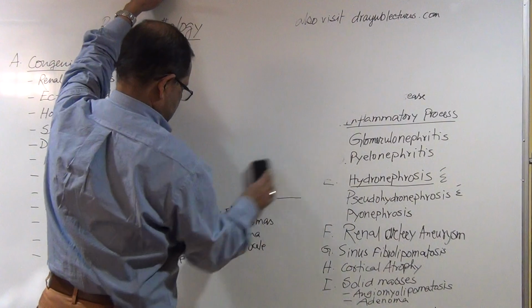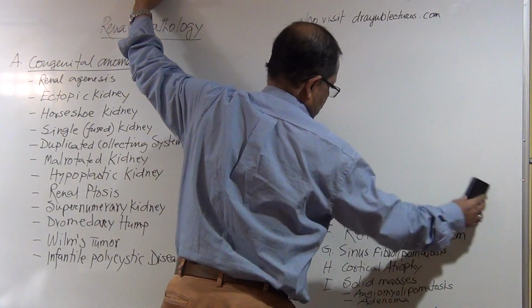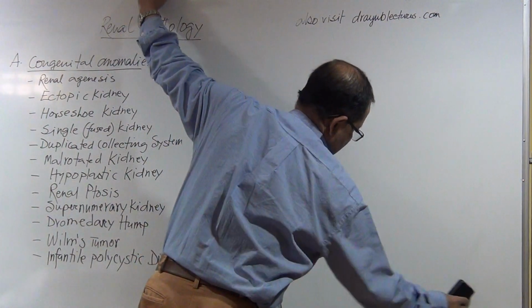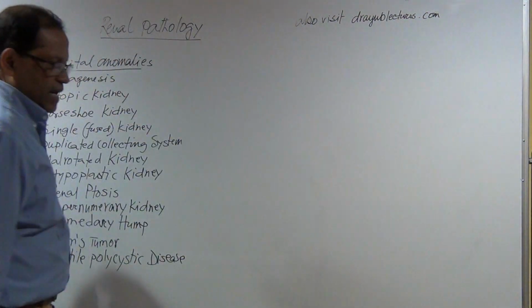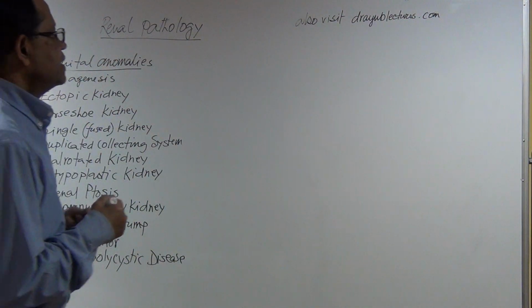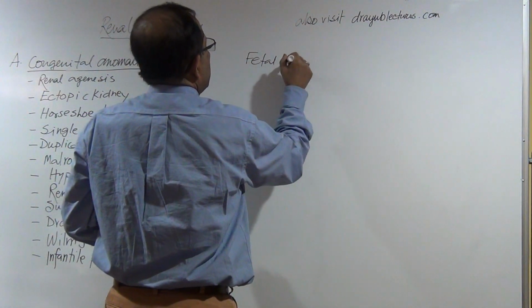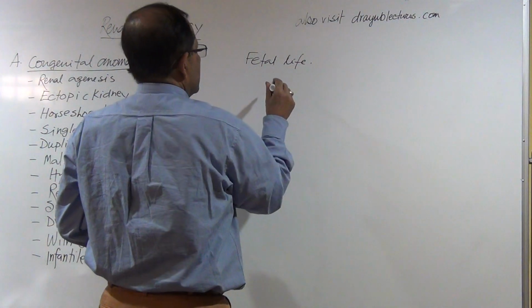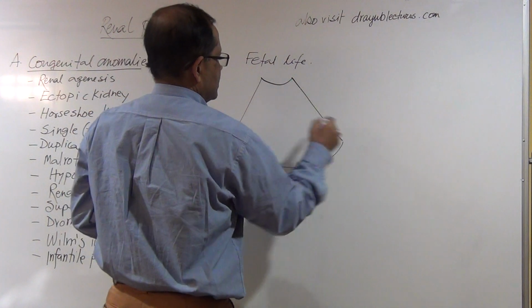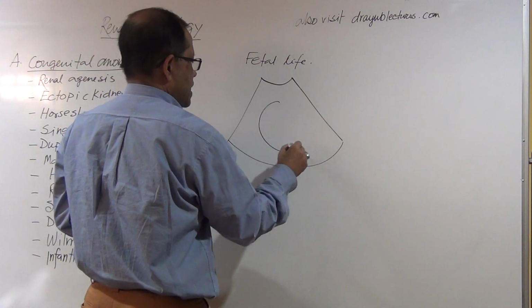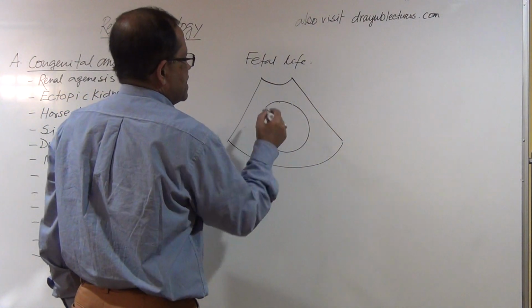renal agenesis sonographically, how you're going to know. If one kidney is absent, then what happened to the adrenal gland on the same side? For fetal life, you are scanning the fetus, and you got a cross section of the fetus through the kidney area.